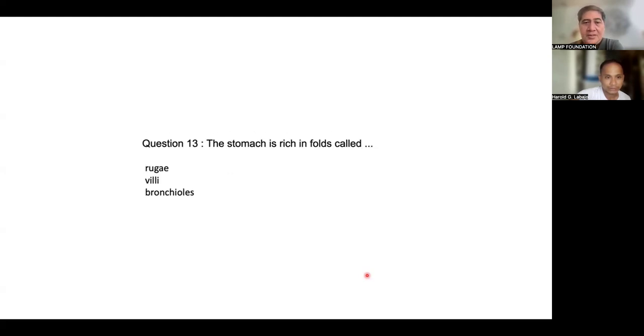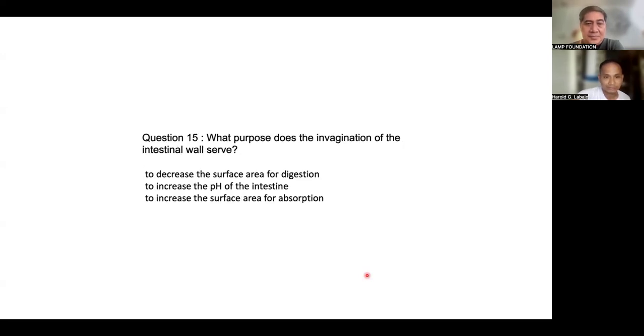The mouth. The stomach is rich in folds called rugae. Where does the descending colon lead to? The rectum. What purpose does the invagination of the intestinal wall serve? To increase the surface area for absorption. Okay, now let's go to pathology of the digestive system or the gastrointestinal system.